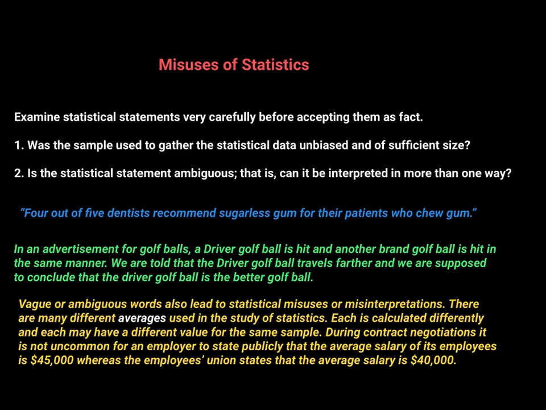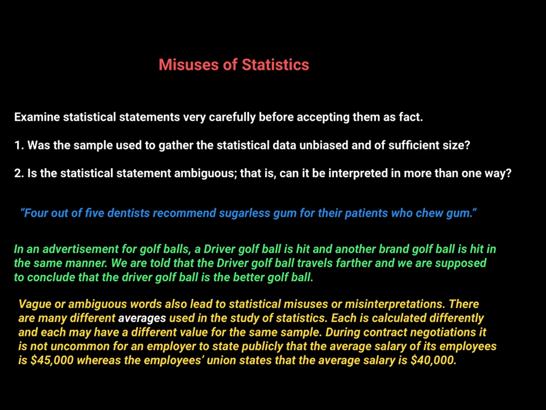Another problem is when we use vague or ambiguous words, because that could lead to statistical misuses or misinterpretations. Like, for example, the word average is a huge culprit for this. There are many different averages used in the study of statistics. And later on, in a later lesson, we're going to discuss 4 of these averages, 4 different kinds of averages. And the thing is, each is calculated differently, and each may have a different value for the same sample.